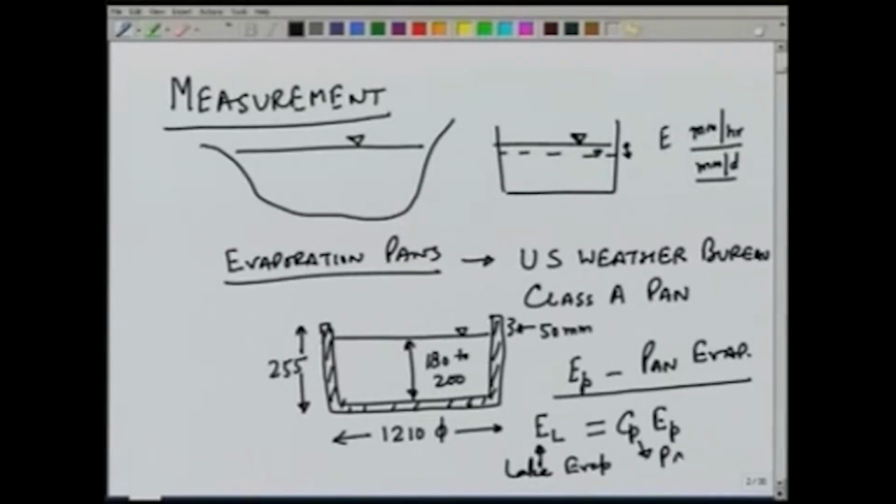Cp is the pan coefficient and its value will depend on the type of pan which we use. For example, for a US Weather Bureau Class A pan, Cp value is generally around 0.7. This means that whatever evaporation we get from the pan, we have to multiply with 0.7 to get the lake evaporation, which implies that the pan evaporation is generally higher than the lake evaporation.